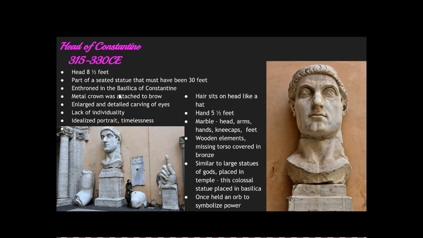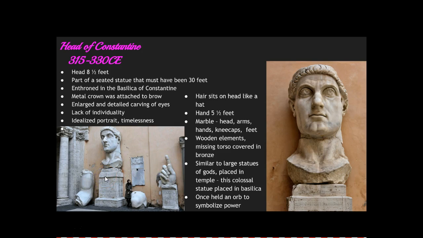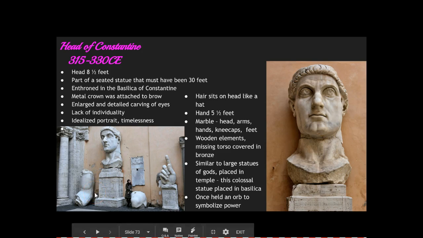So here is the head of Constantine. If you see this lady right here, it's taller than her. If you picked her up and sat her up here, she'd only come out to about here. She's maybe as tall as his hands. So the head is 8.5 feet on its own. It's part of the seated statue that was about 30 feet tall, enthroned in the Basilica of Constantine. It wore a metal crown, which was attached to its brow. You can kind of see the line happening. He is slightly stylized. Obviously, his eyes were not that big. It was an idealized portrait, and it was timeless.